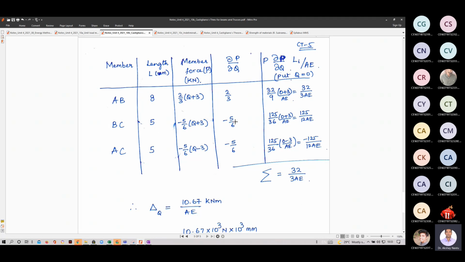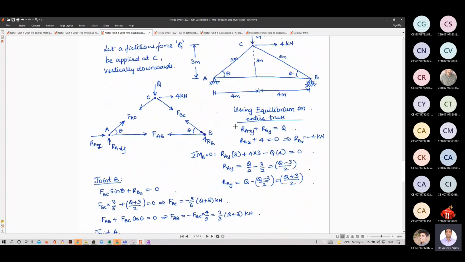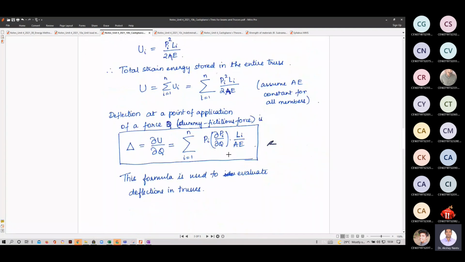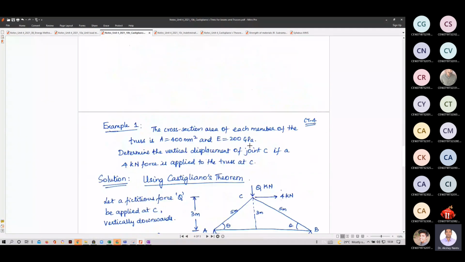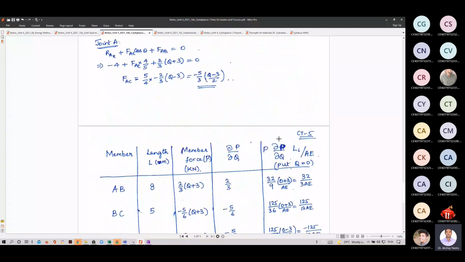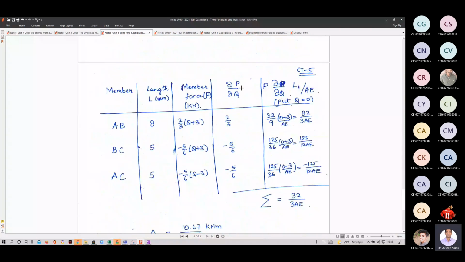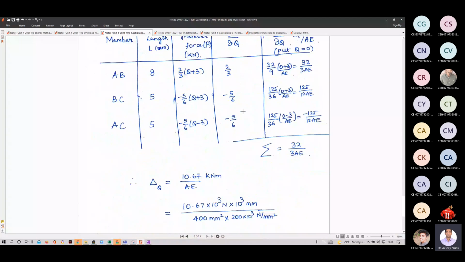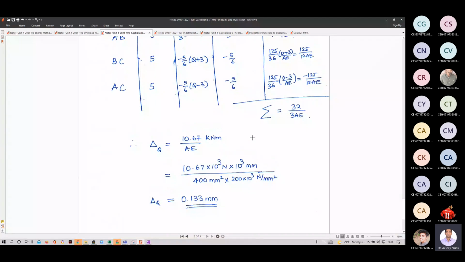L into P into dou P by dou Q. Put Q equal to 0, and you get this. And finally you get this. Same. Okay, the common procedure: this into this into this, you will get this. After that, you add. By doing so, you get this expression in Castigliano's theorem, that is equal to delta directly. Once you substitute Q equal to 0, after you have done dou U by dou Q and then put Q equal to 0, you will get the deflection.